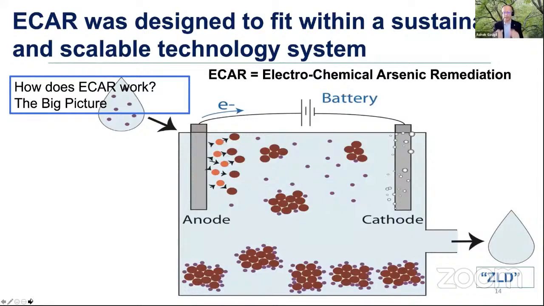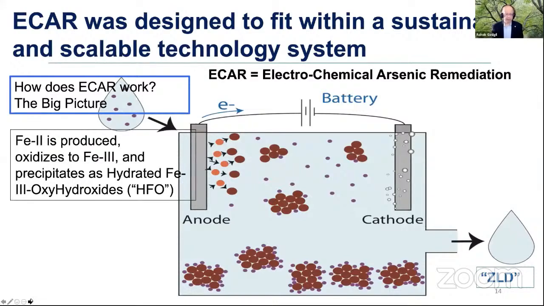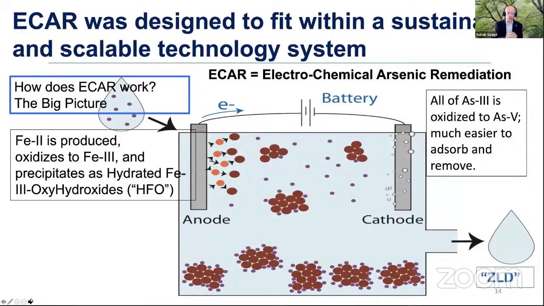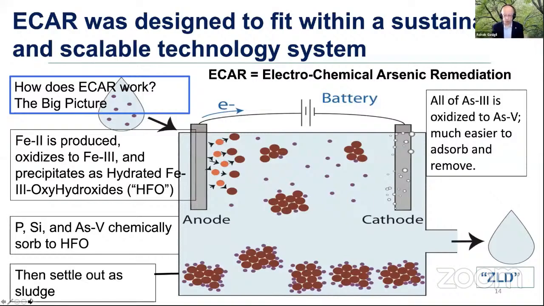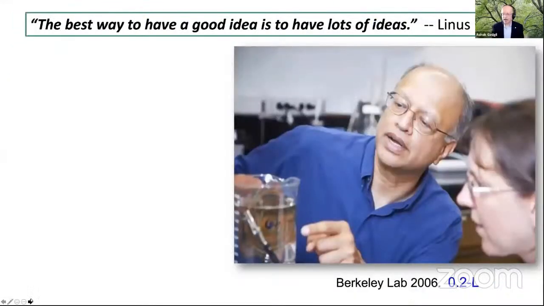In water, we have these two steel plates and an external battery, which causes one of the steel plates to dissolve in water, which produces Fe2, and then all of arsenic 3 is oxidized to arsenic 5, which then attaches to Fe3 ferric hydroxides. And arsenic also gets removed, but so does phosphates and silicates. They all precipitate down into the water as coagulate. And then we actually get what is called ZLD, or zero liquid discharge.